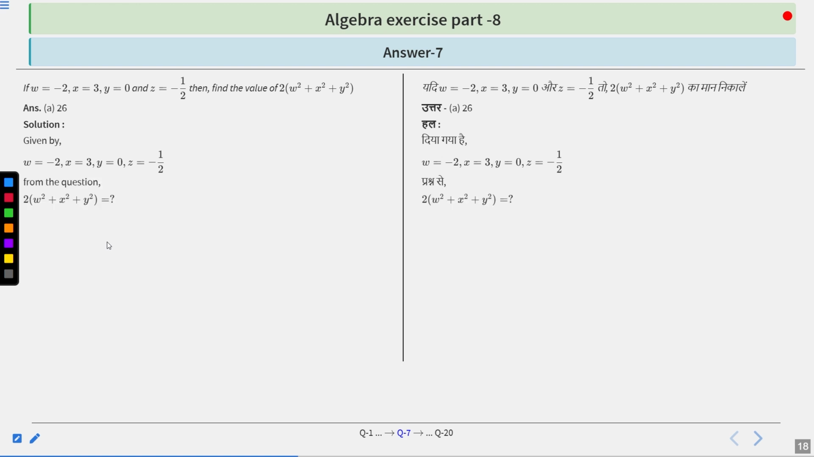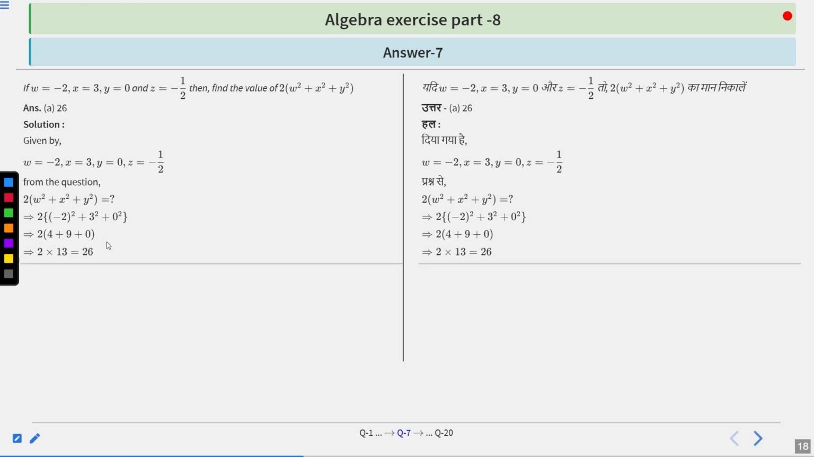So from the question, twice of (w square plus x square plus y square) is what we have to find. Putting the values of w, x, and y in the expression, we get twice of ((minus 2) whole square plus 3 square plus 0 square). Minus 2 square is 4, 3 square is 9, plus 0. 9 plus 4 is 13. So 13 into 2 equal to 26 is the required answer. Option number A is correct.